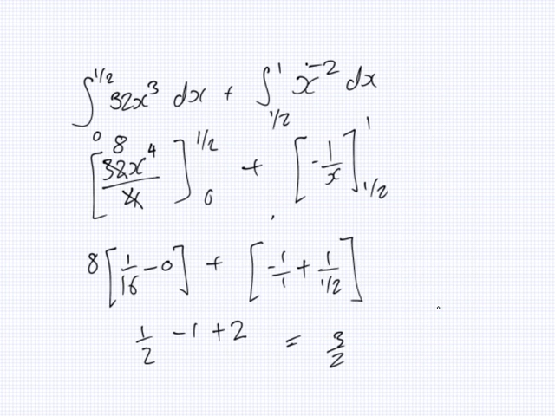Now, I'm going to check that on the calculator. Integrate 0 to 1/2, 32x cubed, plus integrate from a half to 1, one over x squared. Calculator says the answer is 3 over 2. So we're right. Oh wait, I finished it. Okay.